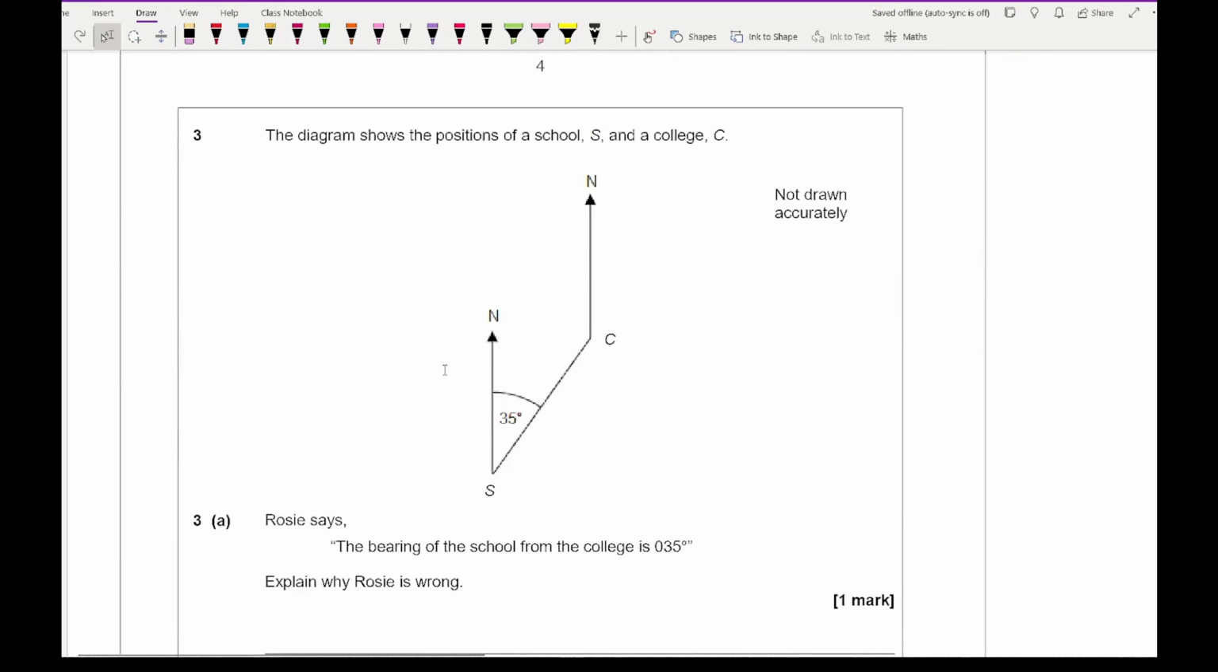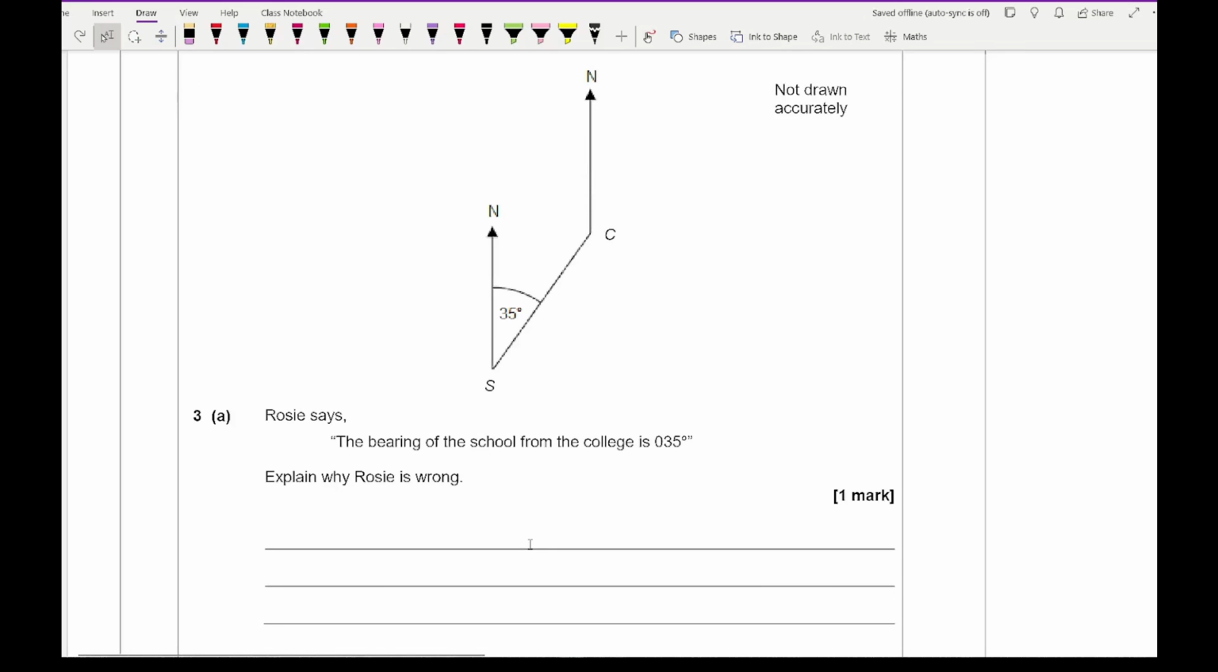Moving on to question 3, it says the diagram shows the position of a school S and a college C, and it's not been drawn to scale. It says Rosie says the bearing of the school from college is 035. Explain why Rosie is wrong.